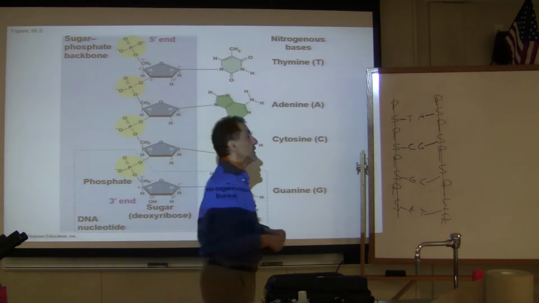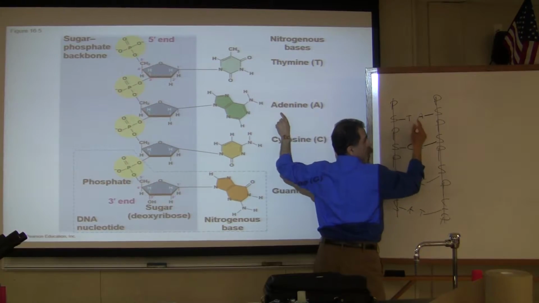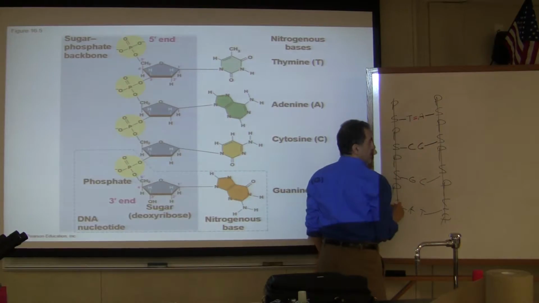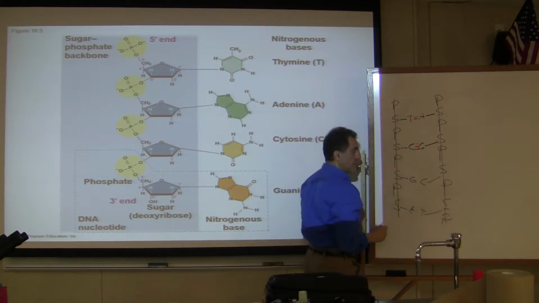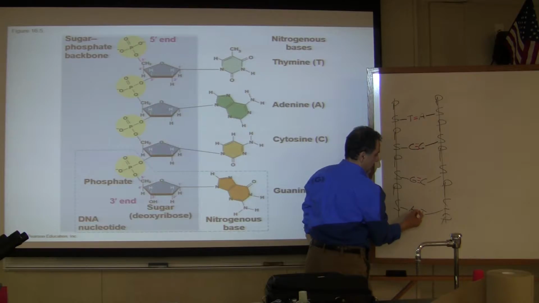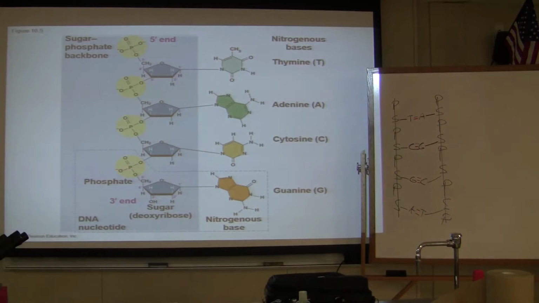Always. Thymine binds to adenine. And guanine binds to cytosine. Cytosine binds to guanine, and adenine binds to thymine. Do I make sense so far? That's the structure of DNA. That's one of the essay questions. What is the structure of DNA?